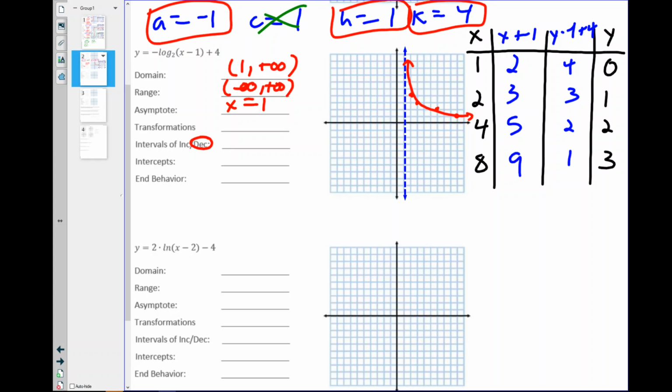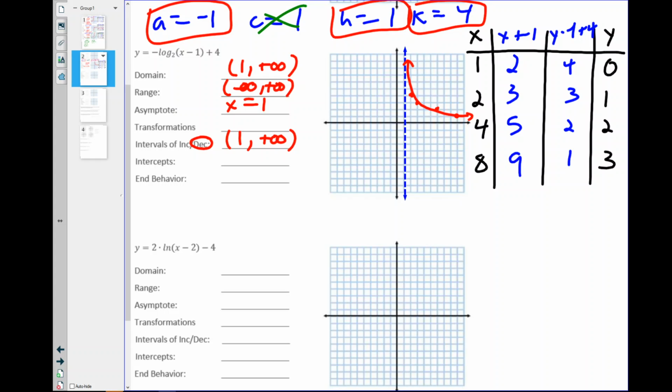Translation 4 up and translation 1 to the right. Yeah, this is going to be decreasing through the entire interval in the domain. Just basically repeat the domain. It doesn't change direction. M behavior, let's just do M behavior verbally.